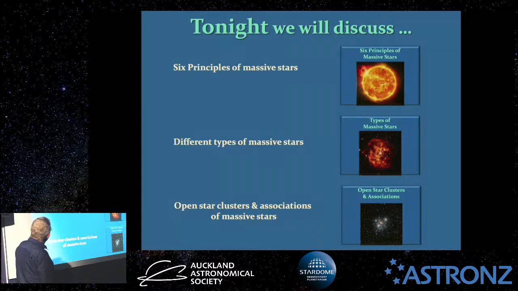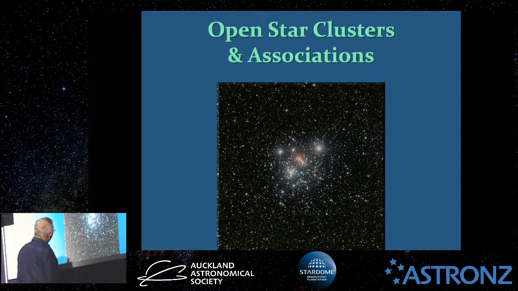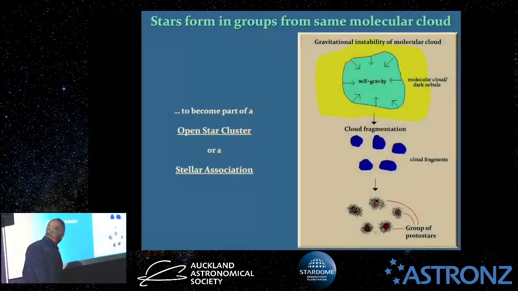So that's principles of massive stars, the different types of massive stars, how they evolve, and it's all driven by mass loss. Open stars and associations. That's how most of these massive stars are found in open star clusters and associations. And the reason being, as we've talked about, stars form from giant molecular clouds that start fragmenting into smaller fragments, and they develop into stars. And of course, all these fragments tend to be sticking together, little groups of protostars, and the final stars they form are left in little groups.